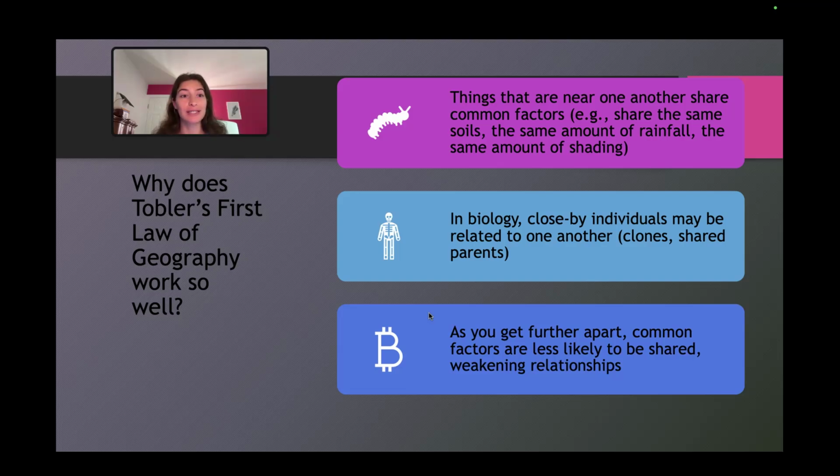Think about types of currencies. Think about cultural norms. The further that you are away from one location to another, the more variance there may be between those.